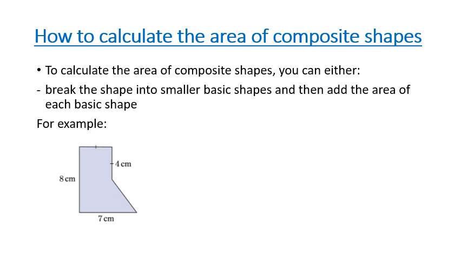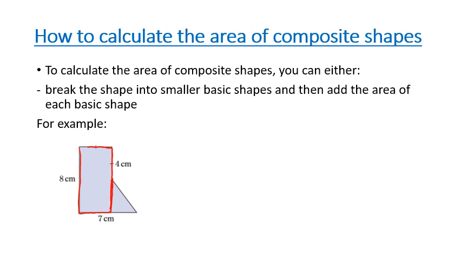And so how do we calculate the area of composite shapes? Well, essentially, there's two ways you can do it. We can break the larger shape up into its smaller basic shapes and then add the areas of each basic shape. And an example of that would be this. There's a triangle and a rectangle.